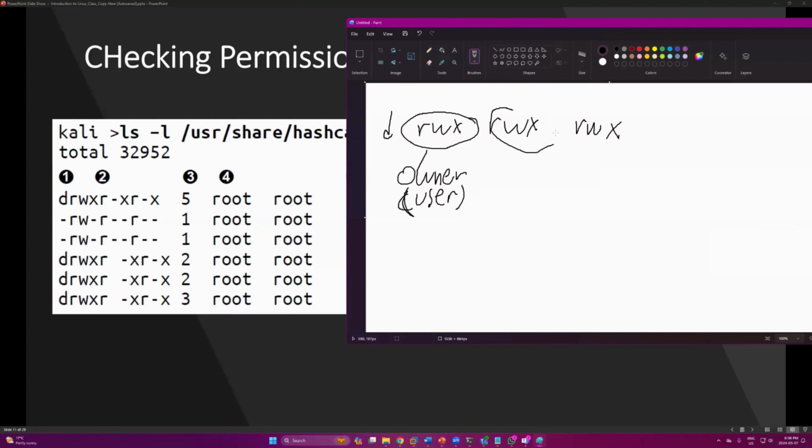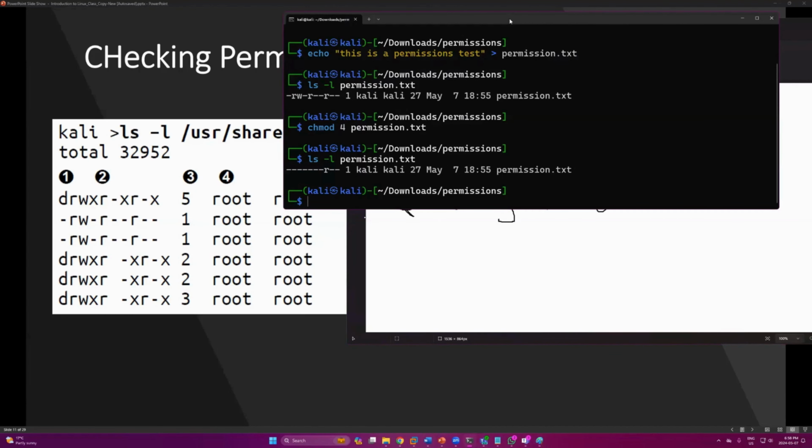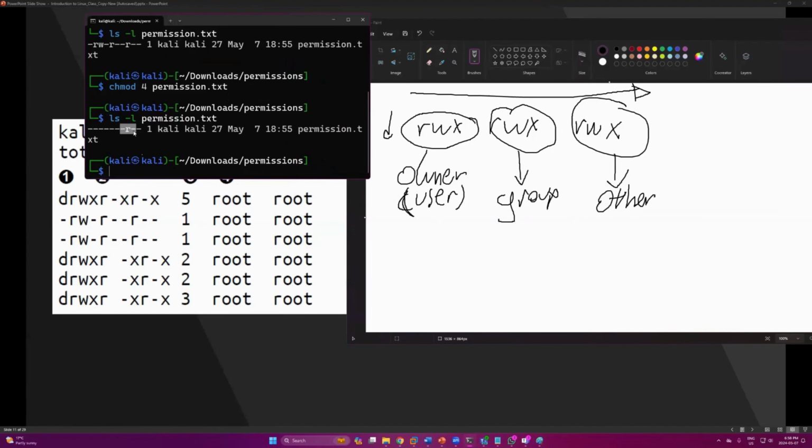The second one represents the group. And the third one represents other. So this could be other users, other devices, anything that is other, right? That's how you read it: owner, group, and other. It's always going to be in this direction.